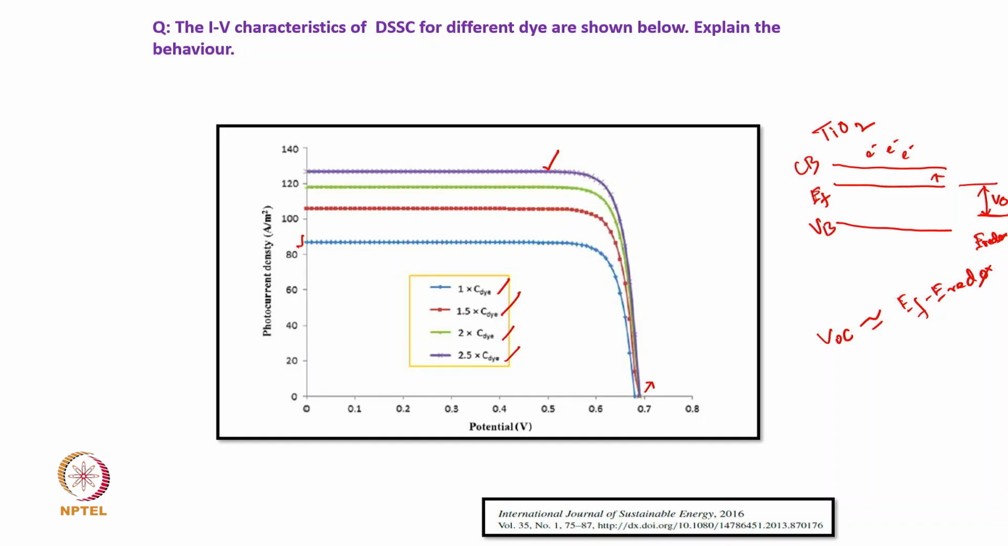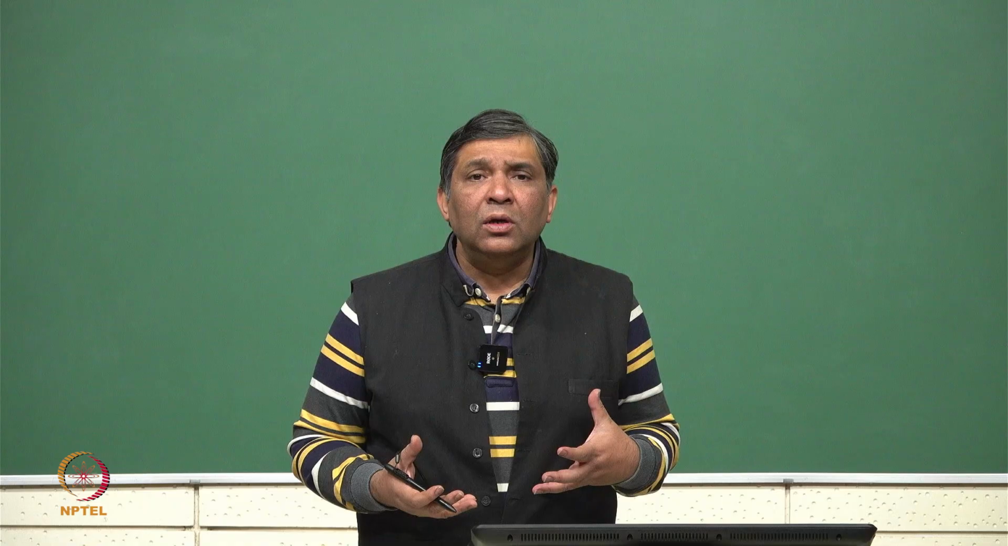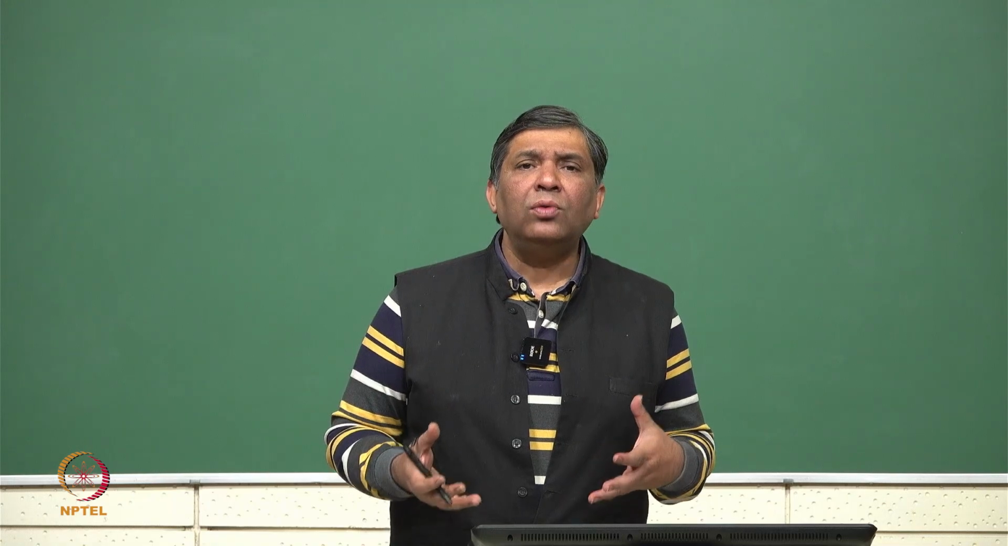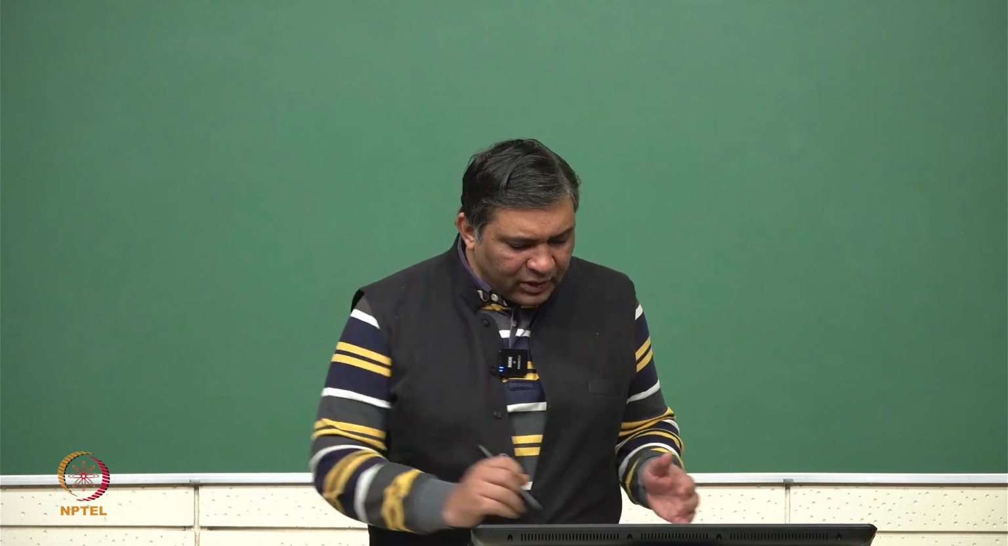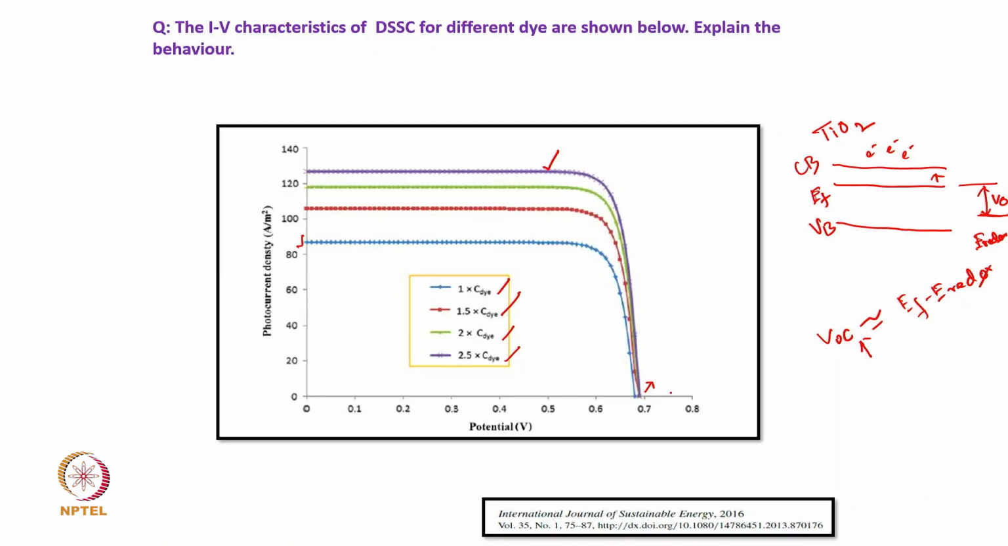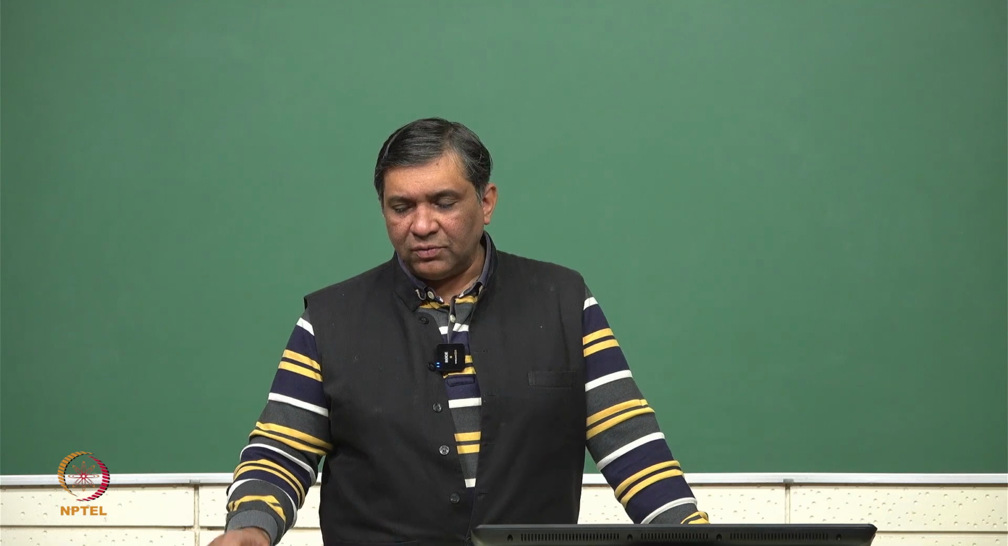So, this will also increase accordingly, the Fermi level goes up. That means, if we populate more of this conduction band of TiO2 or the semiconductor, the VOC will increase, but that enhancement is not that significant. The significant enhancement is seen in the case of short circuit current, and therefore, eventually it improves the fill factor and the efficiency of the solar cell.